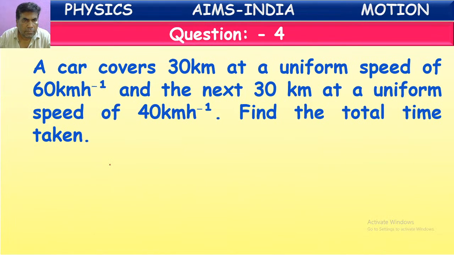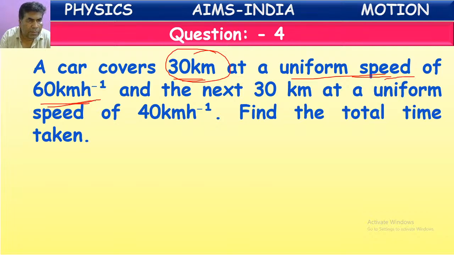So next. Okay. Next one, last question. A car covers 30 kilometer at uniform speed of 60 kilometer per hour. Means during the journey of 30 kilometer, this speed is not changing, 60 kilometer per hour speed.